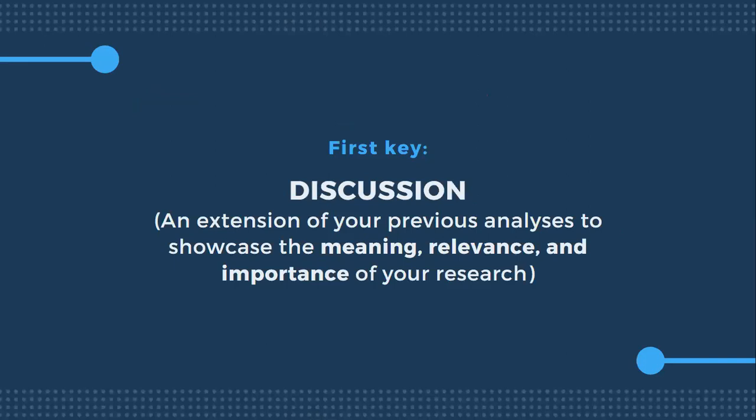Now, let's take a look at the discussion section and how we can make it more lasting. A lot of us, when we started writing our first research paper in AC2, are kind of confused about what the discussion section is about, what we are supposed to do in it, what we are supposed to write. So a discussion is, simply put, an extension of your previous analysis to showcase the meaning, relevance, and importance of your research.